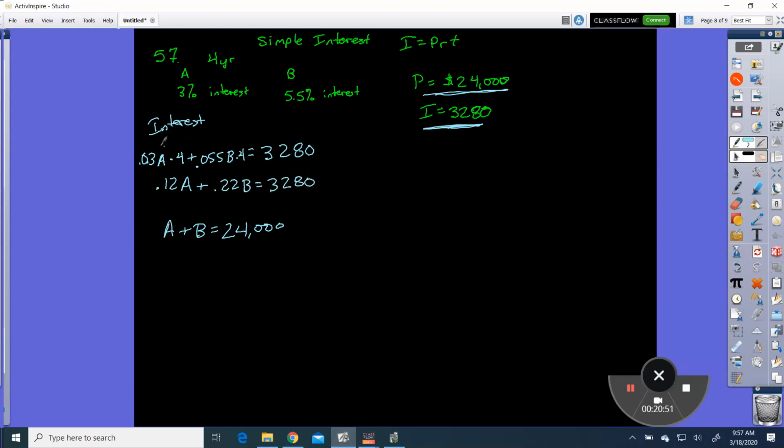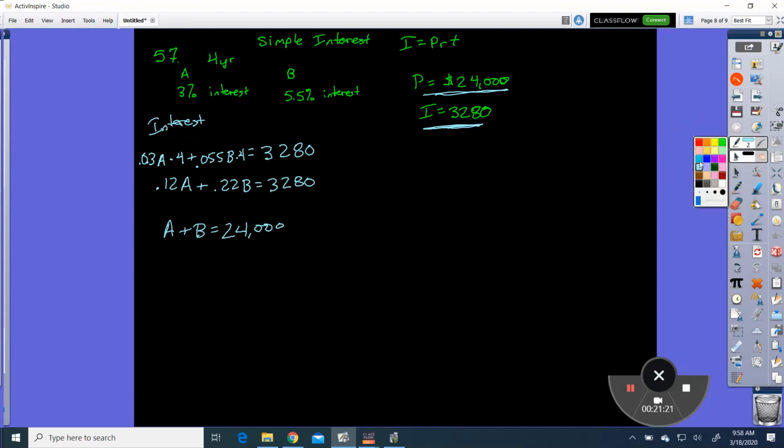So you realize I plugged in the interest formula, principal times rate times time. I don't know how much of my 24,000 was in this account, so I just called it A. That was the amount for the 3% interest. B is the amount that I'm going to put into this 5.5%. But together, A and B make $24,000. You could call it X, you could call it Y, whatever. So now I have two equations and two unknowns.